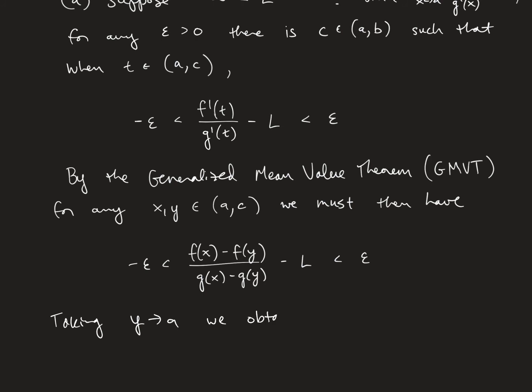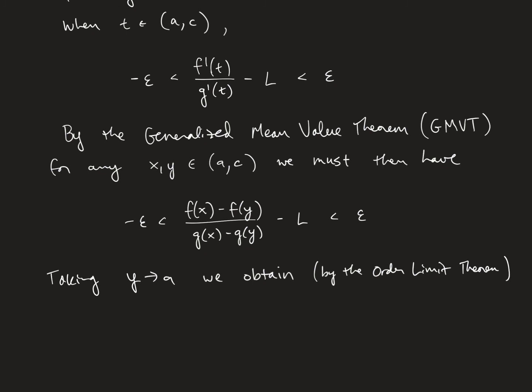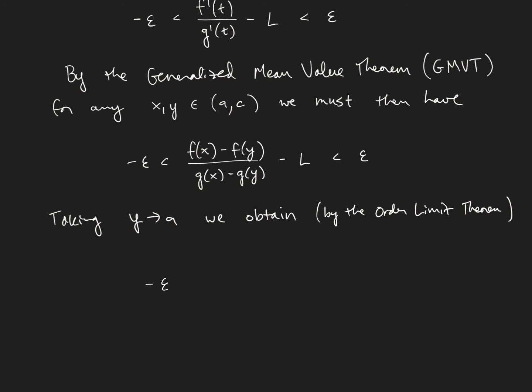We obtain, by the order limit theorem, that negative epsilon is less than f of x over g of x minus L less than epsilon. Actually, I should be a little bit more careful. This is going to be less than or equal to, for any x in the interval from a to c.